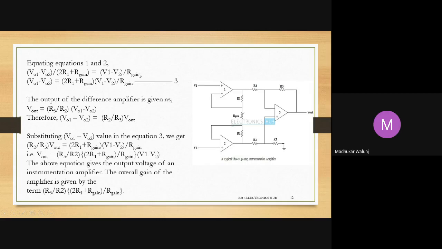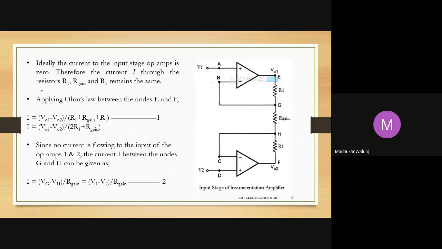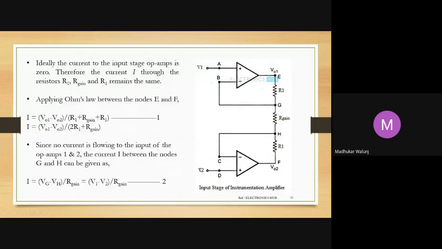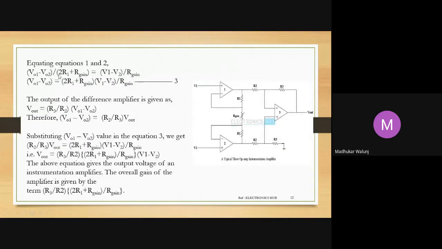Similarly, what we require is VO1 minus VO2. So finally we have VO1 minus VO2 equal to 2 times R1 plus R gain, divided by R gain, multiplied by V1 minus V2. This is equation number 3. Finally, the output of the difference amplifier is R3 upon R2 into VO1 minus VO2. So we are going to put in the value of VO1 minus VO2.